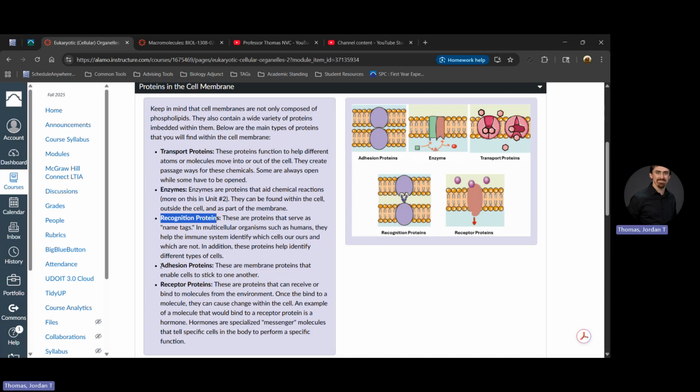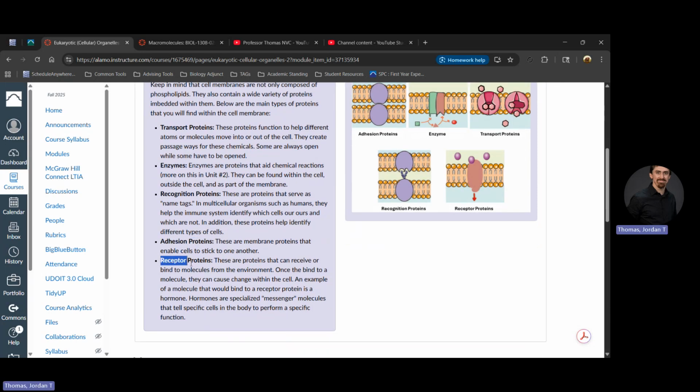We next have adhesion proteins. These are proteins that make up the membrane that allow the cells to stick together to different things, mostly to one another. So there are different types of adhesion proteins that help cells stick together very tightly. You can kind of see an example up here where you have 2 adhesion proteins on 2 different membranes that will stick together to attach these 2 cells.